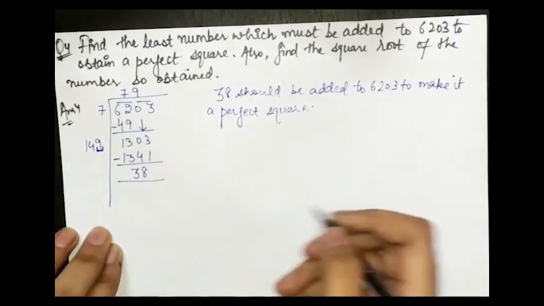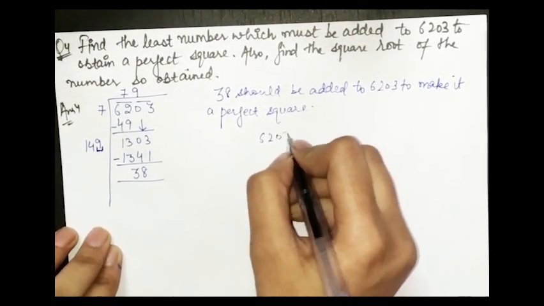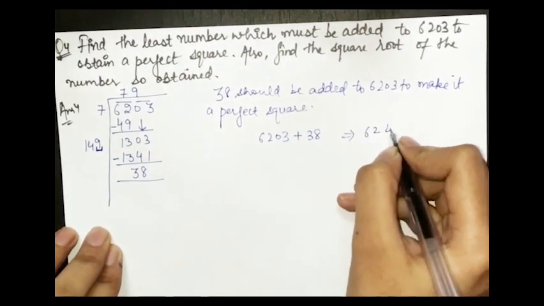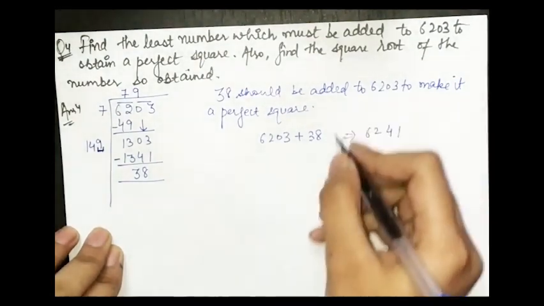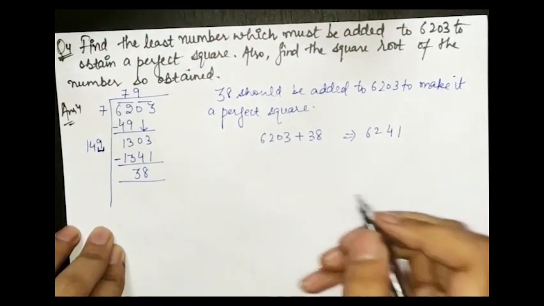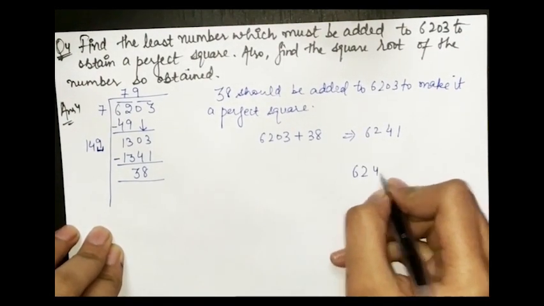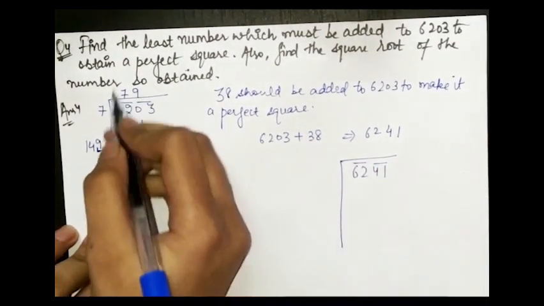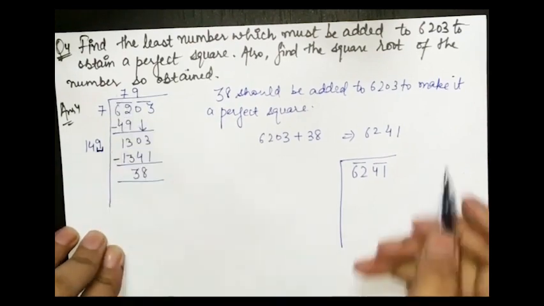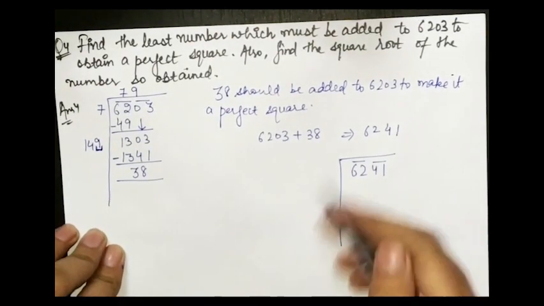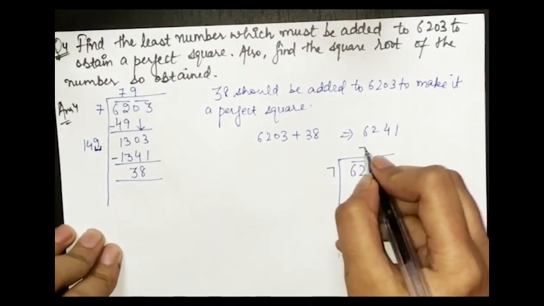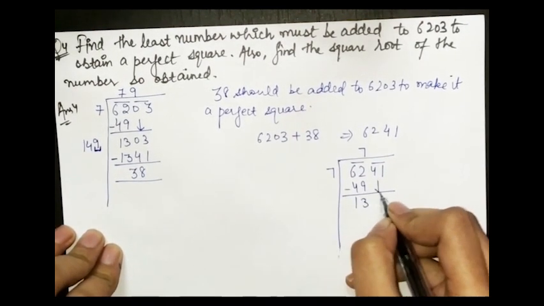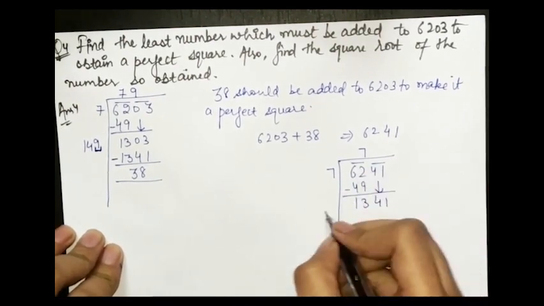and then we have to show this also. 6203 plus 38 is 6241. Now we have to find the square root of 6241. One pair is this, one pair is this. So similarly you know that 79 should be the answer here, otherwise this will be wrong. So 7 7s are 49, so this will be 13 and this will be 41. Double of 7 is 14.